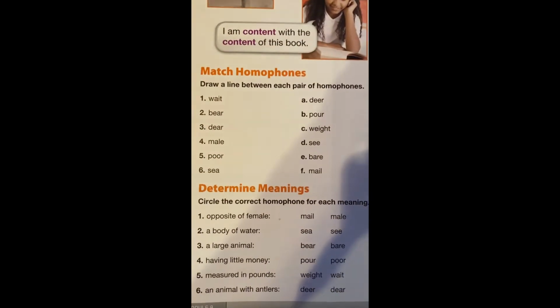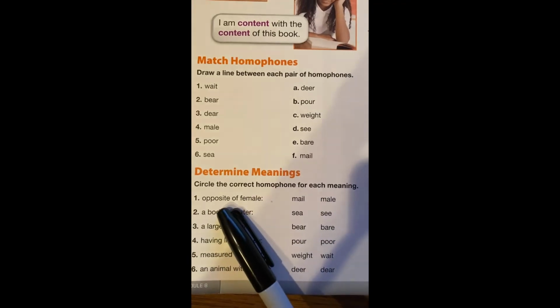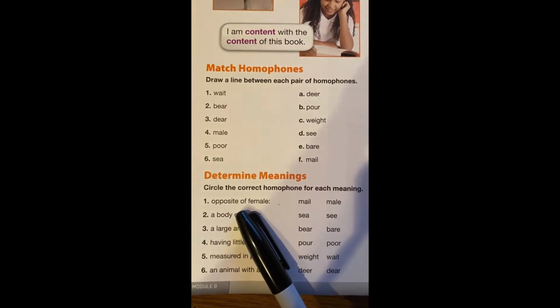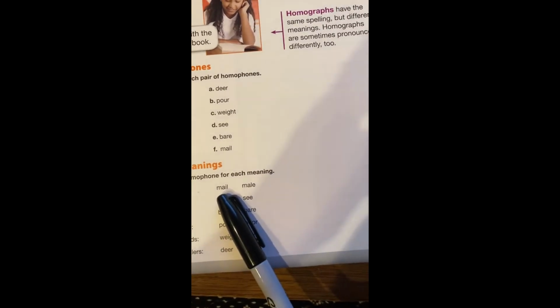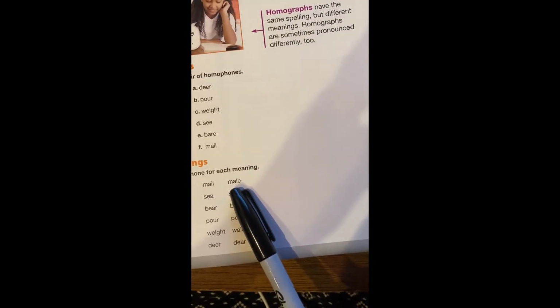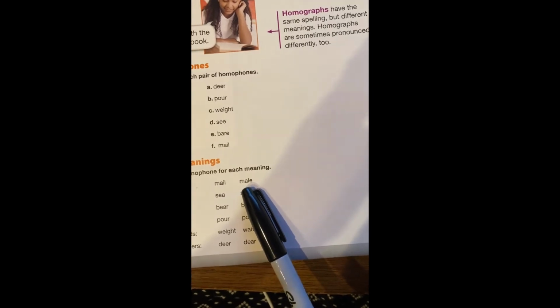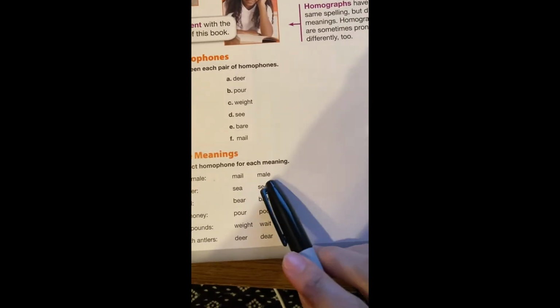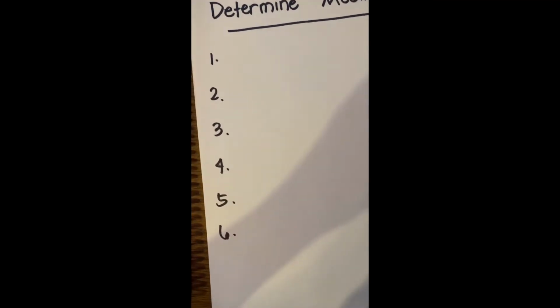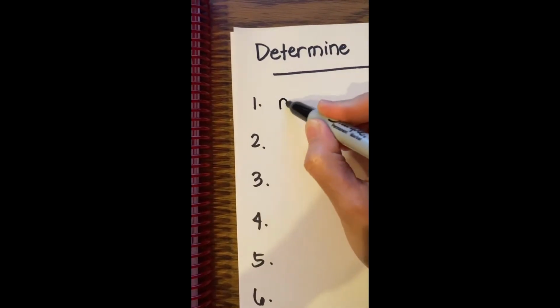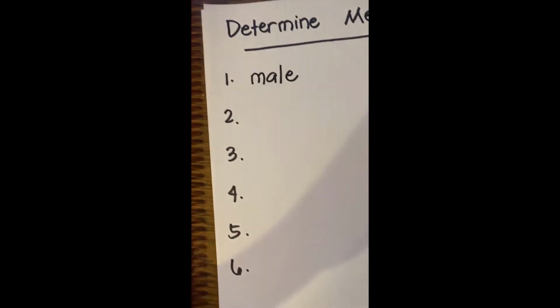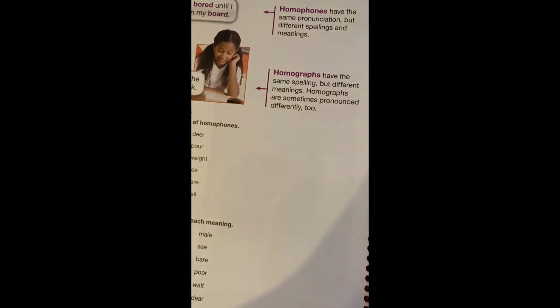Let's begin. Number 1. Opposite of female. Is it going to be mail or male? Mail is letters and packages. Male refers to boys and men, so it is the opposite of female. Go ahead, write down this word on your paper. So this is my first answer. Continue for the rest of the pairs.